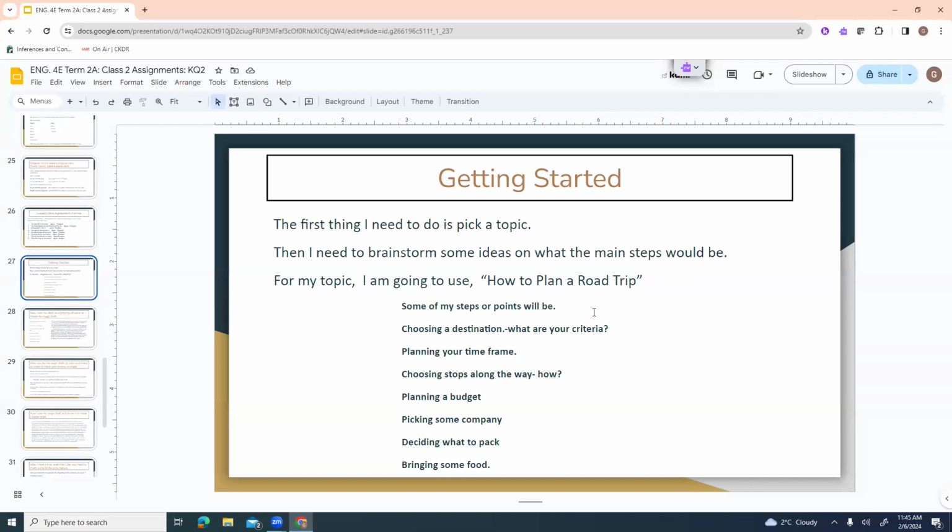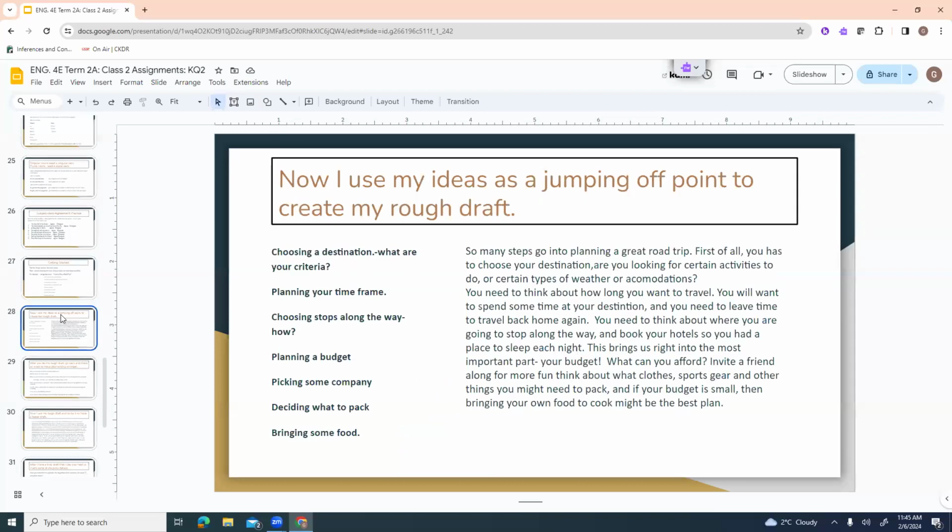Some of my steps or points might be choosing a destination, what's my criteria, planning my time frame for the trip, choosing stops along the way, planning a budget, picking some company, deciding what to pack, bringing some food. Now, this is my version. You might have a totally different version of how you'd plan a road trip, and that's okay. There's no right or wrong for this kind of stuff.